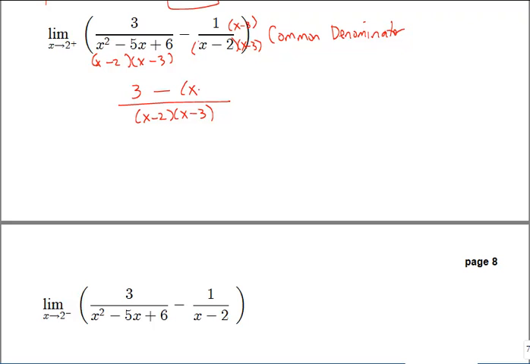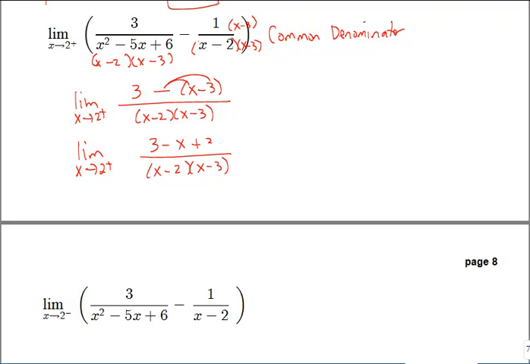And notice I'm leaving it in parentheses because we want to subtract all of that, and we're going to need to distribute this negative in the next step. So let's go ahead and do that. Let's distribute our negative. We're just trying to clean up this fraction as much as we possibly can before we try plugging in our 2 again. So we're going to get 3 minus x plus 3, which becomes the limit as x approaches 2 from the right-hand side of 6 minus x over x minus 2 times x minus 3.